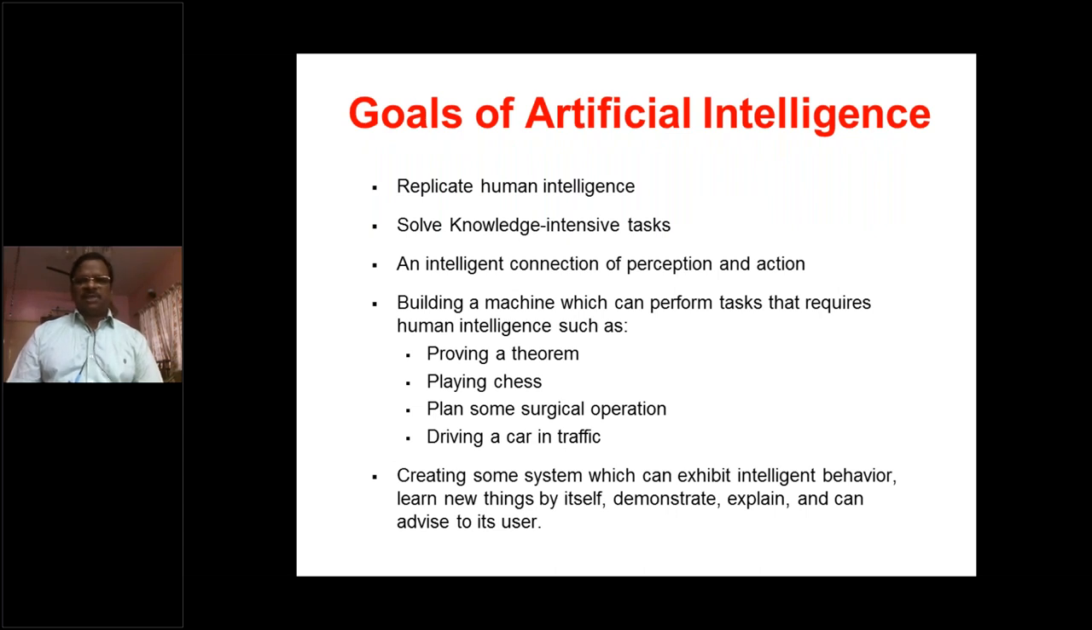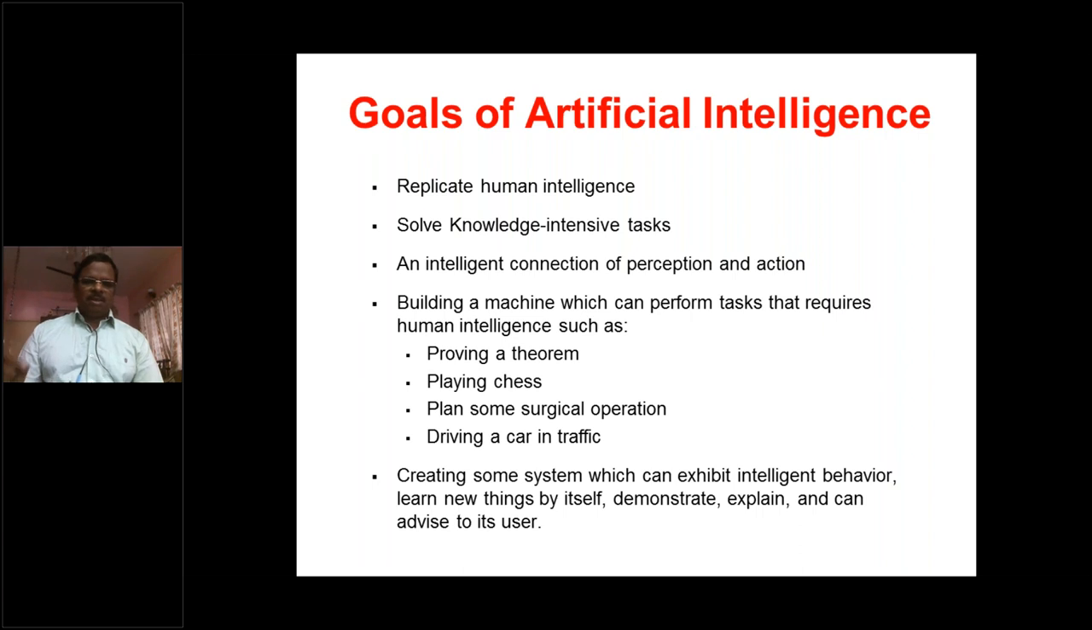Now, the goals of artificial intelligence. What are the goals to achieve as a human by means of a machine? How can we set the goals in AI machines? Replicate human intelligence. A machine can act like a human brain. Solve knowledge intensive tasks. Knowledge oriented tasks are solved by means of a machine. An intelligent connection of perception and action. Perception means getting the input value. Based on the input information, how a machine can act. This is an intelligent connection of perception and action. Further, by means of an action by an intelligent agent, how our set of information is processed.